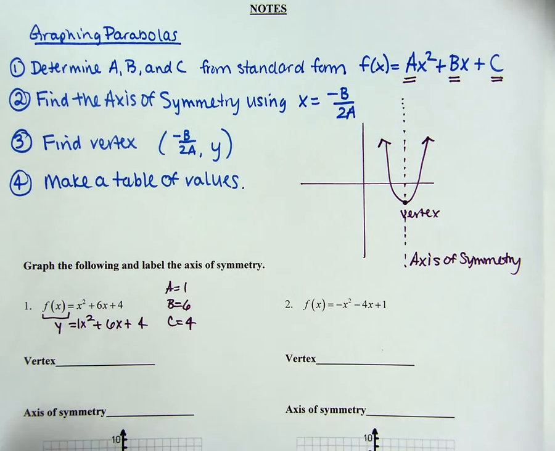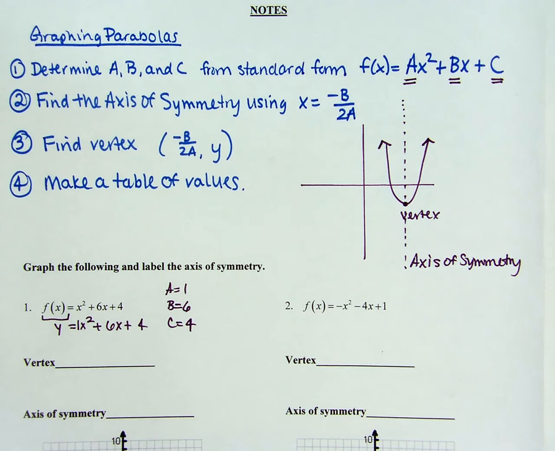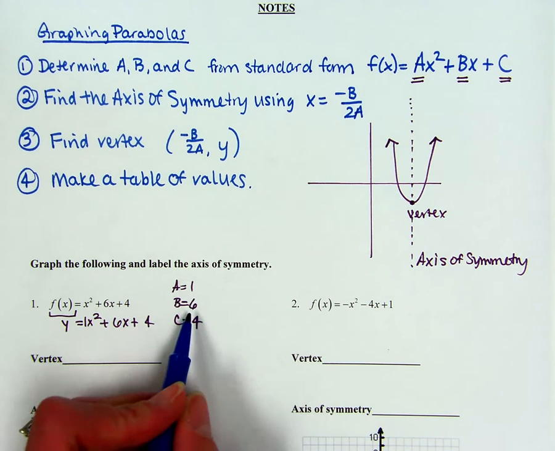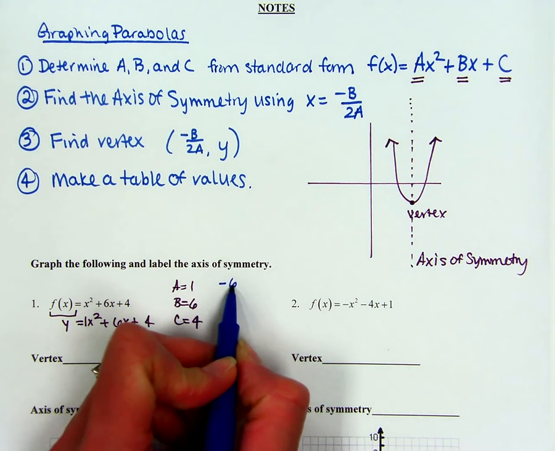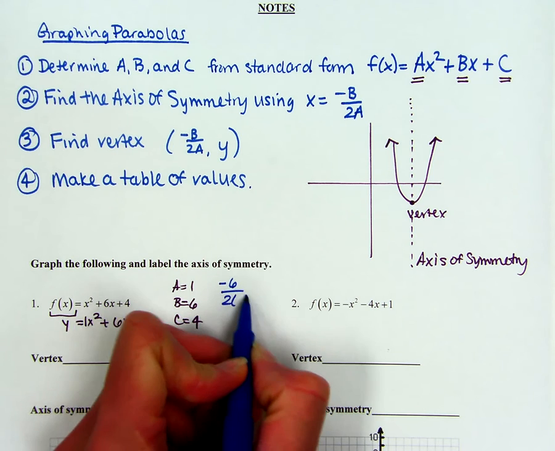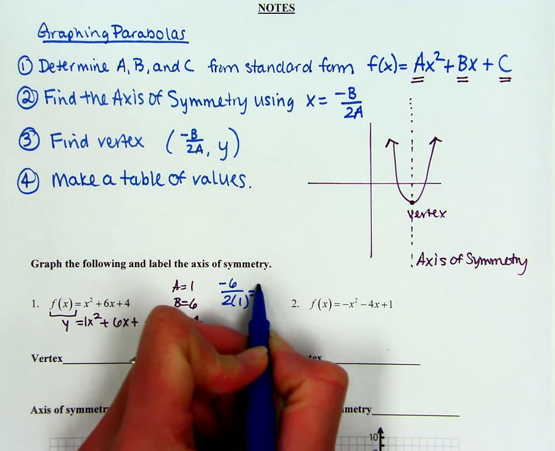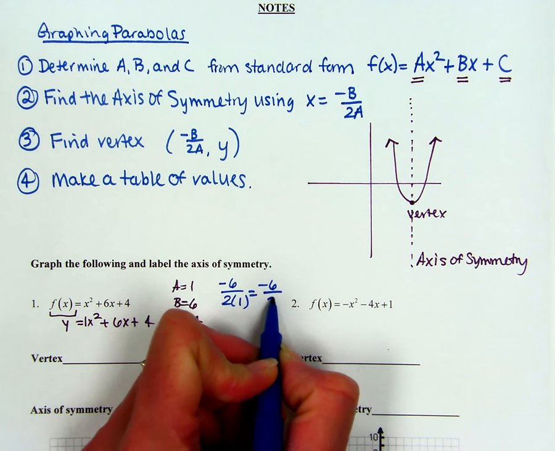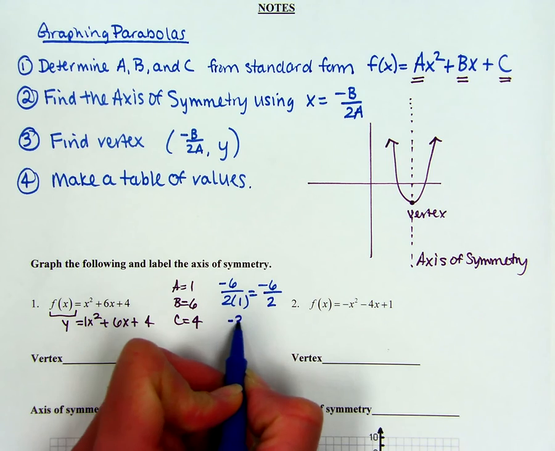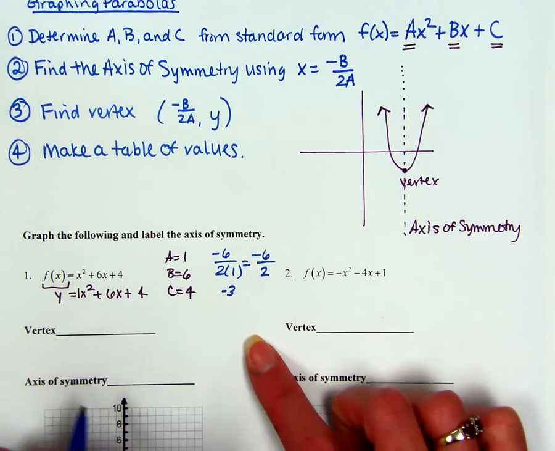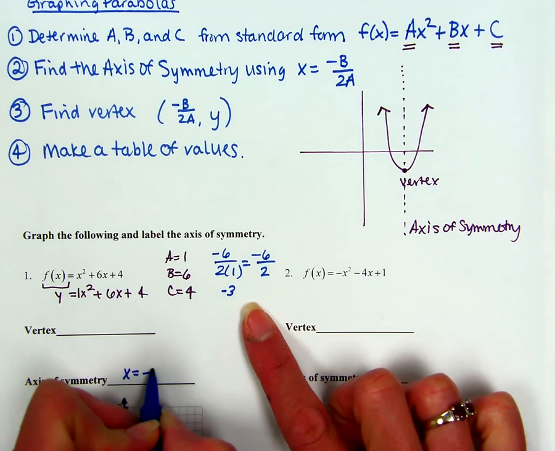So you're going to do the formula negative b over 2a. So this was originally 6. If I do negative 6, that's negative b, over 2 times a, which is 1. I just need to simplify, and negative 6 over 2 is equal to negative 3. So my axis of symmetry is x equals negative 3.